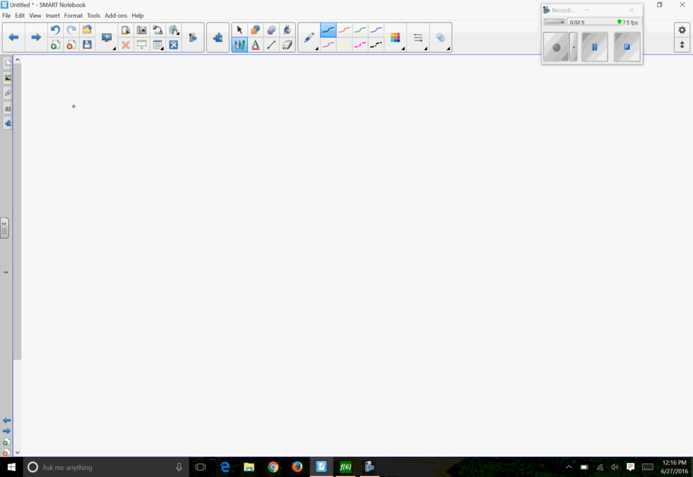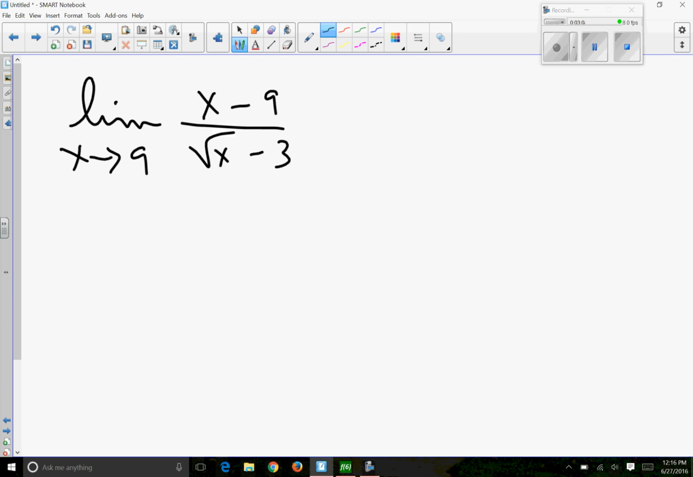is find the limit of (x minus 9) over (the square root of x minus 3) as x approaches 9. And like the last example, if x is replaced with 9, the numerator and denominator will both be 0. That's called the indeterminate form. The technique for this is called rationalize the denominator.